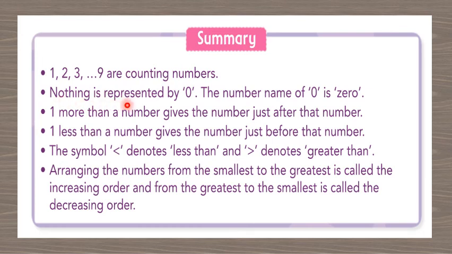Nothing is represented by this number. The number name of this is 0. This is the symbol, this is number name. So if we write like this, this is called as the number 0. And 0 represents nothing or no objects to count.